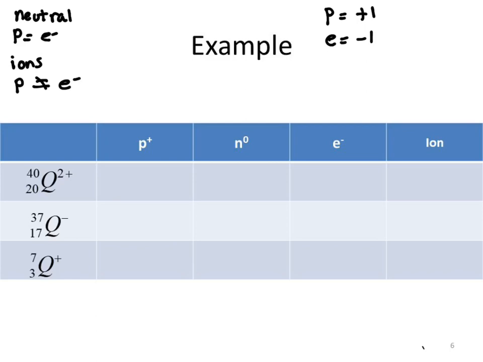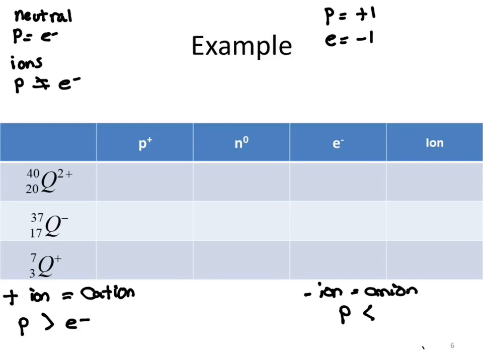If I have a positive ion, okay, this is what is called a cation, which means positive means I have more positive charge. So in my cation, my protons are going to be greater than my electrons. Okay, a negative ion is an anion. So if it's negative, I have more negative charges, which means I have a greater number of electrons. So for my anions, my electrons are greater than my protons.